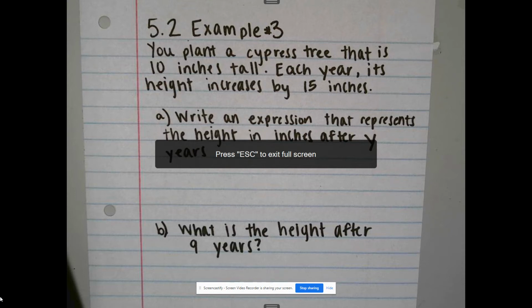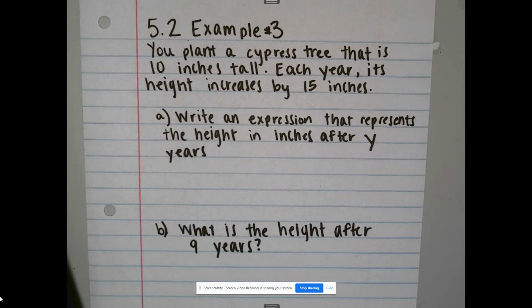Right, this is 5.2 example number 3, modeling real life. It says you plant a cypress tree that is 10 inches tall. Each year, its height increases by 15 inches. The first question says write an expression that represents the height in inches after y years. And then B says what is the height after 9 years?